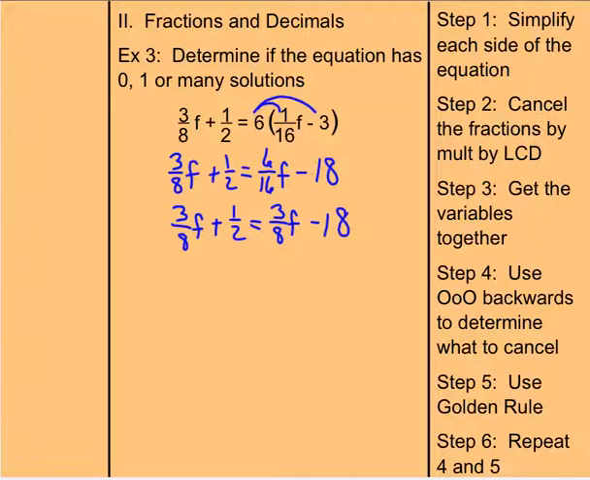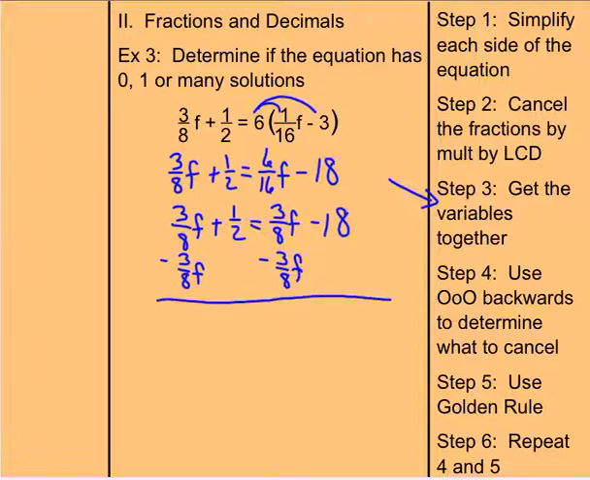Now what I notice is that my 3/8 f are the same on both sides of the equal sign. So instead of canceling the denominator like I normally would with a fraction question, I'm just going to go ahead and subtract 3/8 f from both sides to get my variables together. So I'm kind of skipping step 2 on this one because I'm looking at the equation and I'm determining what's the easiest method to solve it.